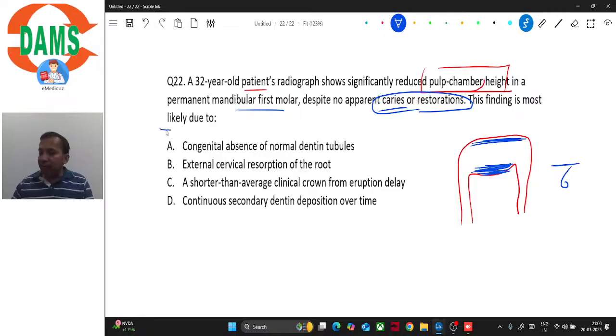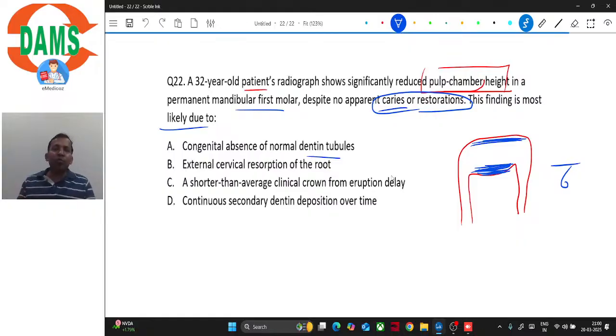This finding is most likely due to options: congenital absence of normal dentin tubules. So had there been a congenital absence of normal dentin tubules, the dentin would be entirely solid. There would be no caries attack, no nothing, isn't it? And there would be no odontoblast.